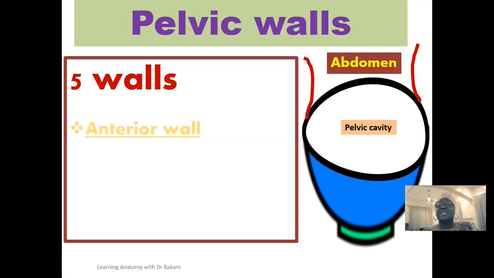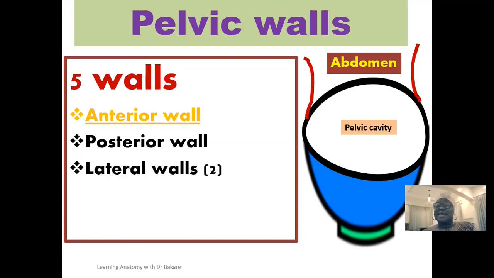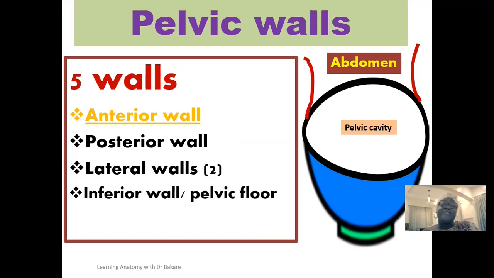The pelvic cavity is seen to have an anterior wall, and the anterior wall, as the name implies, is located in the anterior part, while behind we have the posterior wall, which is like the barricade that is created posteriorly. Then on both lateral sides, we have 2 lateral walls, one on each side. Then finally we have the inferior wall, which is the inferior limit of the pelvic cavity. This is also referred to as the pelvic floor.